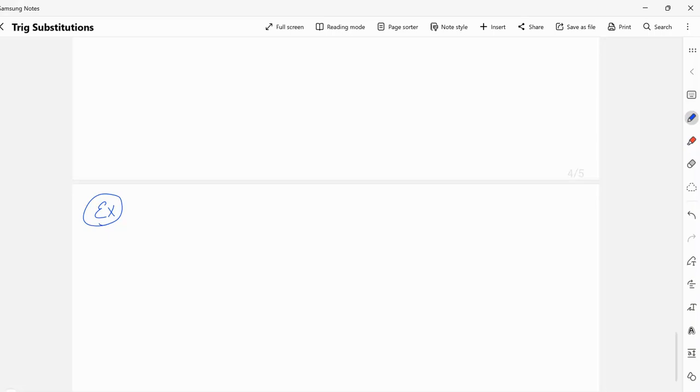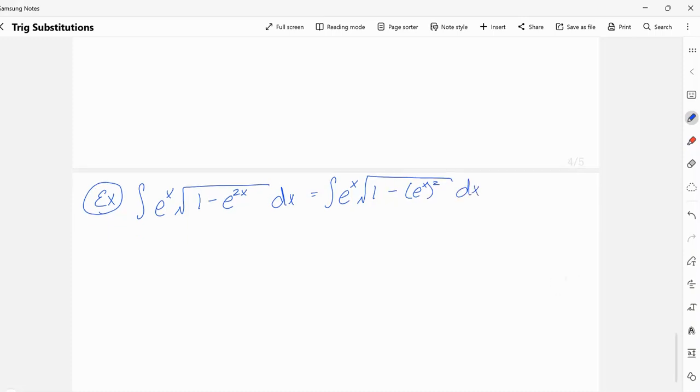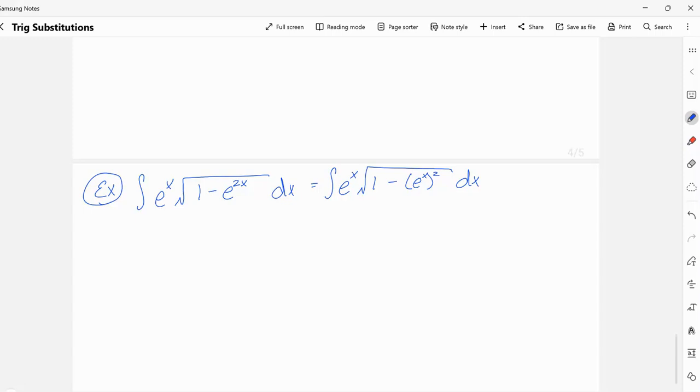Let's do another one. Let's say we want to integrate e to the x square root 1 minus e to the 2x dx. So I'm going to start by rewriting that 1 minus e to the 2x as 1 minus e to the x quantity squared dx. So this is where you may want to try it. Pause the video, try it, come back, check your answer.